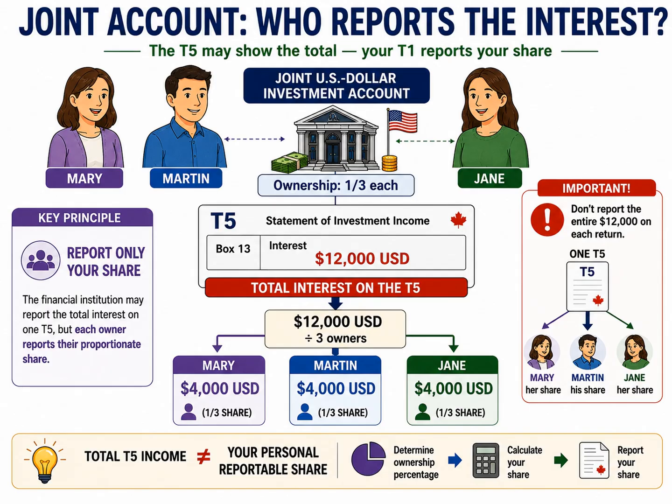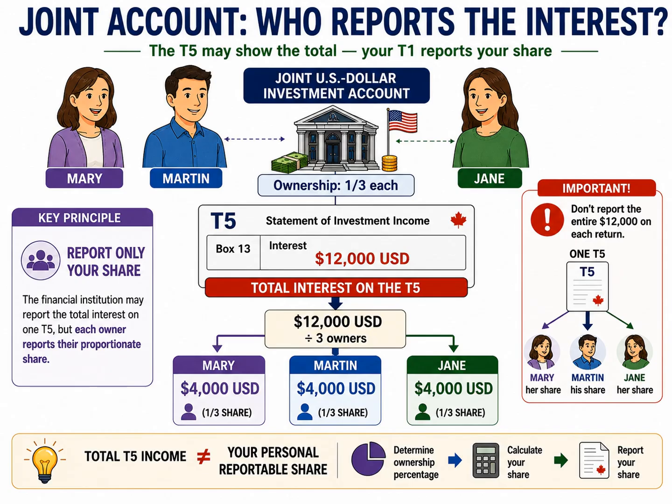Do not simply copy the entire amount from the T5 onto every owner's return. Doing that would cause the same income to be reported multiple times. Instead, start with the total interest. Determine the taxpayer's ownership percentage. Calculate their share, and then continue with the reporting process.